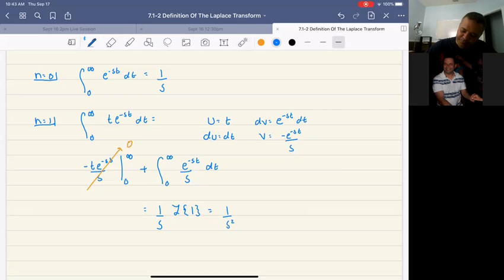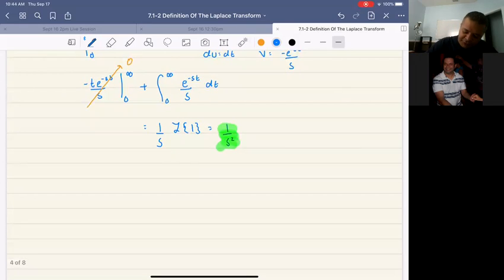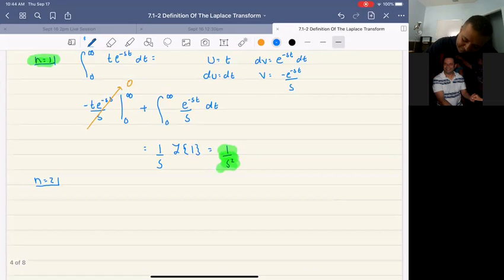So for n equals 0, we got 1 over s. For n equals 1, we've got 1 over s squared. Our goal in doing these first couple is to try to find a formula. So let's do another one. Let's see if we can use n equals 2 to help us find the formula. For n equals 2, we're going to take the integral from 0 to infinity of t squared e to the negative st dt.